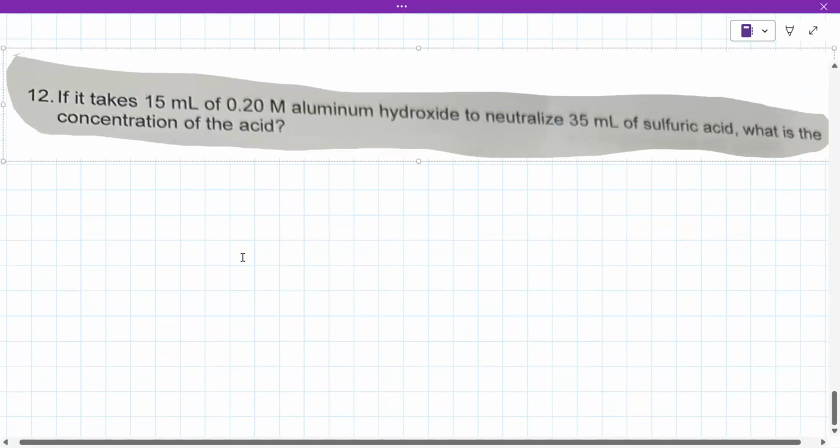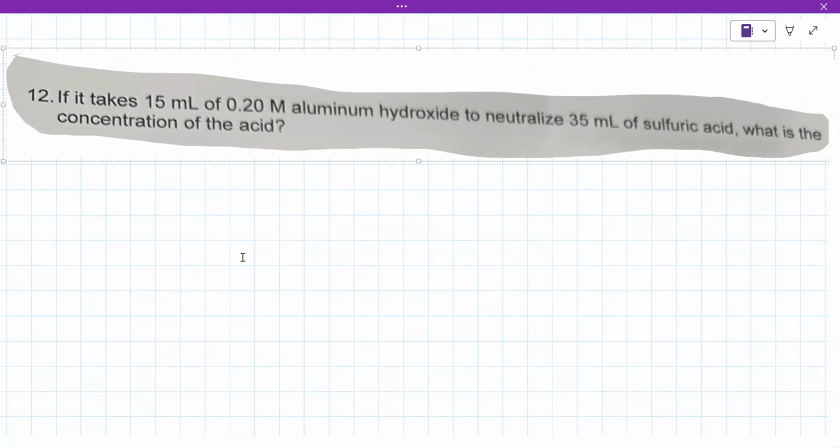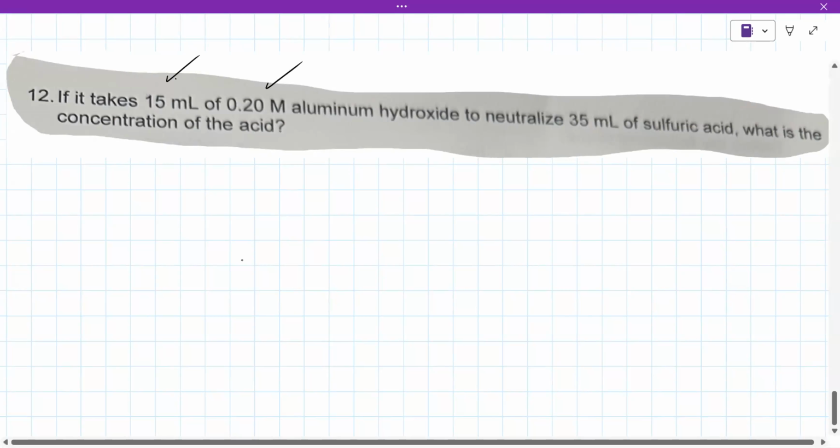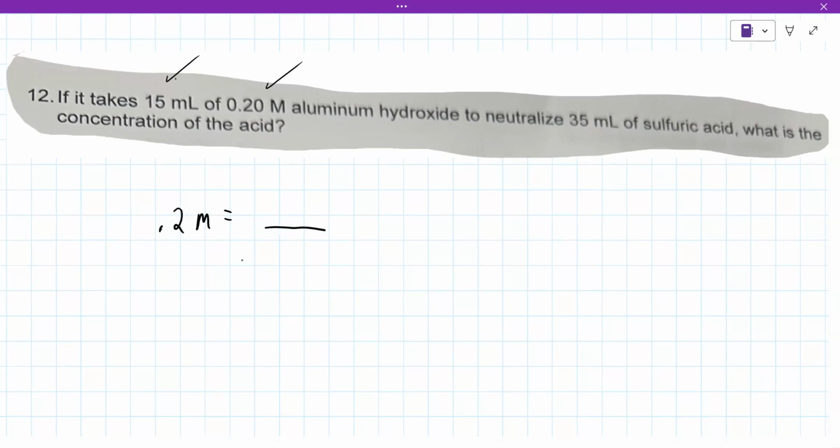All right, if it takes 15 milliliters of a 0.2 molar hydroxide to neutralize 35 milliliters of sulfuric acid, what is the concentration of the acid? Okay, this is really similar to the last problem. We start with the initial quantities, and we say, okay, 0.2 molar is some number of moles per liter, X moles if we don't know. And then the liters part is 0.015. Okay, so could you solve that for the number of moles, please?